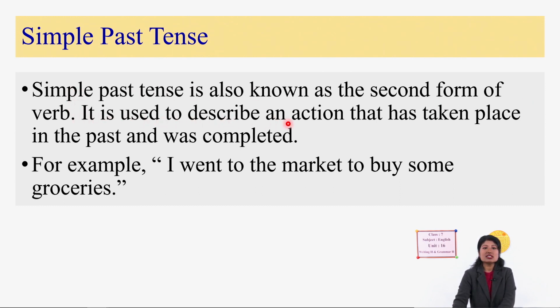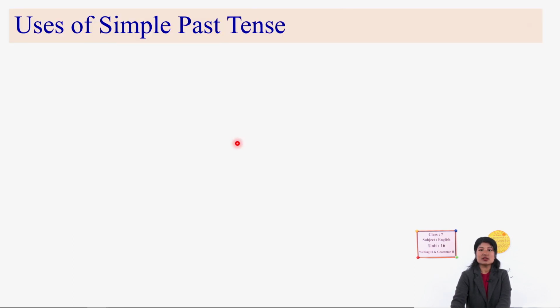It is used to describe an action that has taken place in the past and was already completed. For example, I went to the market to buy some groceries. This is simple past tense. Now let's go to some uses. Okay, let's talk about uses.